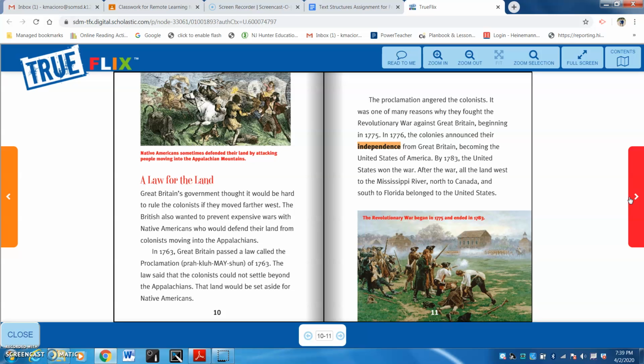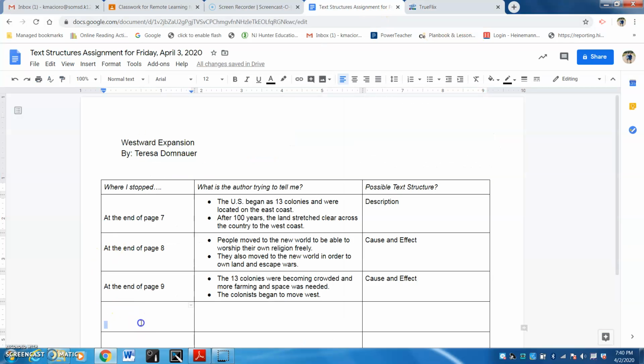The proclamation angered the colonists. It was one of the many reasons why they fought the Revolutionary War against Great Britain, beginning in 1775. In 1776, the colonies announced their independence from Great Britain, becoming the United States of America. By 1783, the United States won the war. After the war, all the land west to the Mississippi, north to Canada, and south to Florida belonged to the United States. Okay, so let me go back to my chart, fill this in.